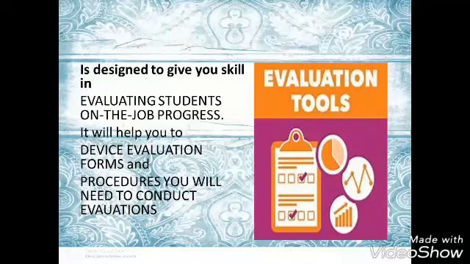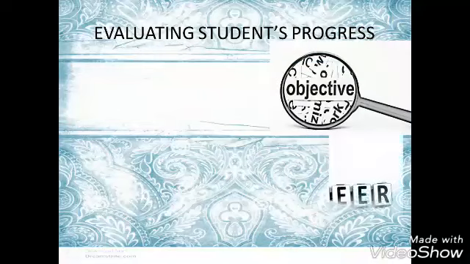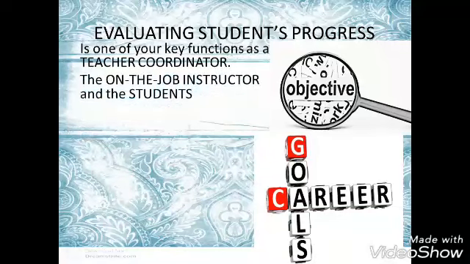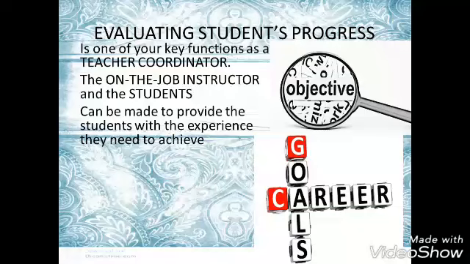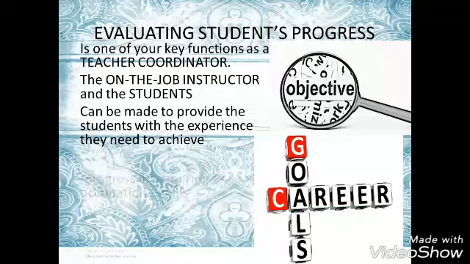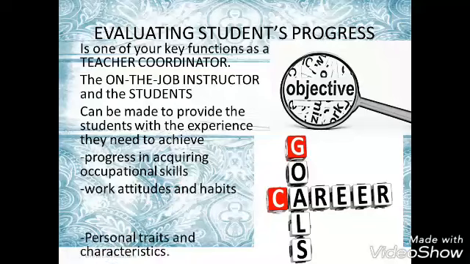Evaluating students' progress in acquiring the necessary occupational competencies on the job is one of your key functions as a teacher coordinator. It is through evaluation of students' progress by the teacher coordinators, the on-the-job instructors, and the students themselves that effective plans can be made to provide the students with the experiences they need to achieve their occupational objectives and career goals. Several specific aspects of each student's on-the-job performance will need to be evaluated. These aspects are progress in acquiring occupational skills, work attitudes and habits, and personal traits and characteristics.